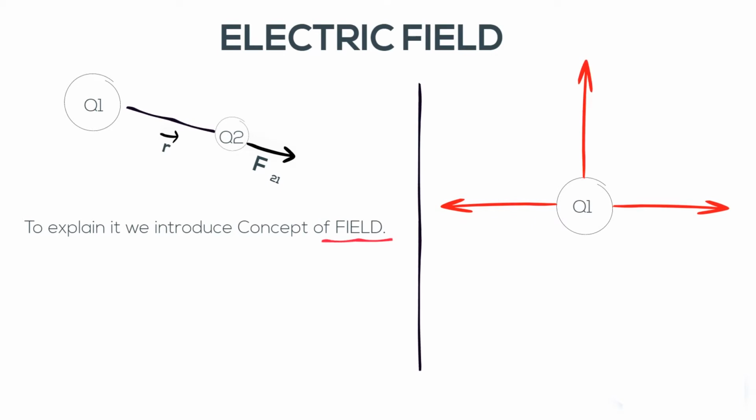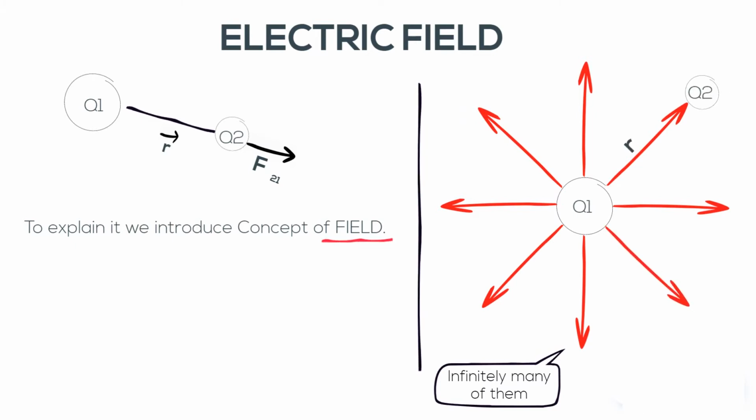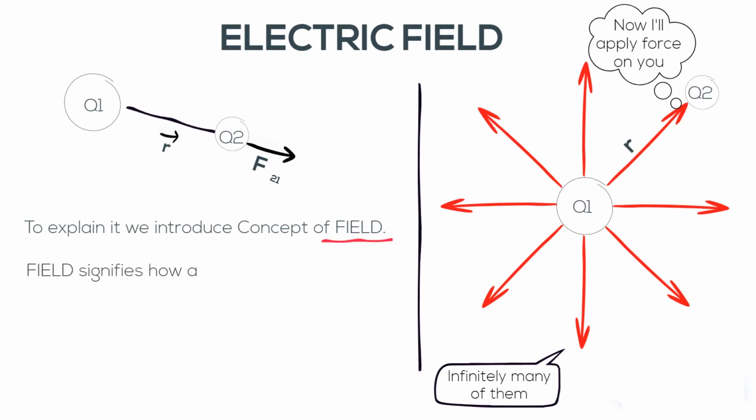According to it, Q1 produces an electric field everywhere in its surrounding. Thus, it's an entity due to Q1 in the space. Now, when Q2 is put at R, the field or entity there acts on it and that field produces a force on Q2. Also, the field signifies how a distributed quantity or entity varies in space with position.